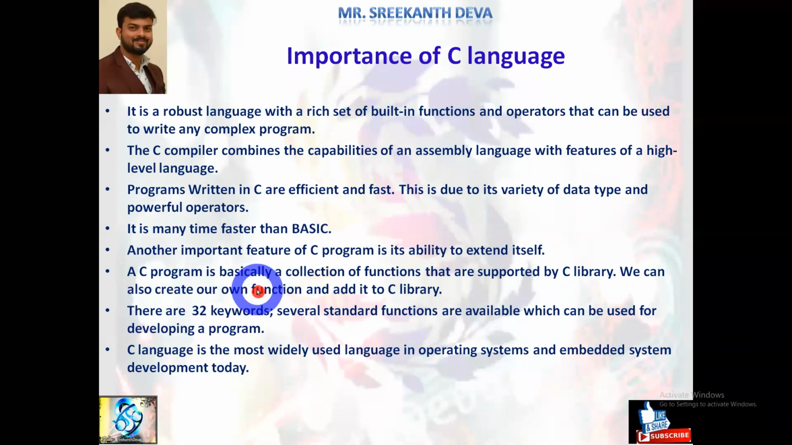A C program is basically a collection of functions that are supported by C libraries. We can also create our own functions and add them to C libraries. I told you, right? We can create our own user-defined or customized functions and add them into our own header files, like stdio.h and conio.h. These are all built-in header files. We can create our own header file, like SreekanthDeva, and there we can add all the functionalities.